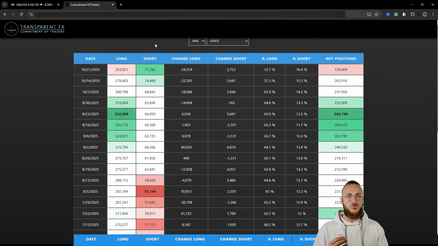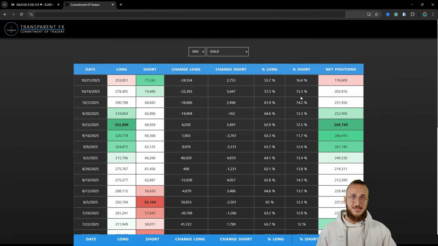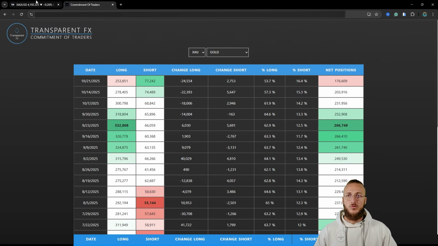So it seems like institutions are now planning for that correction that we were identifying at the beginning of the video on the monthly time frame once more here on gold. So let's keep that knowledge on our minds and move back to the chart.